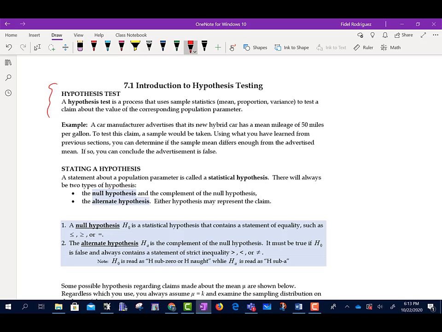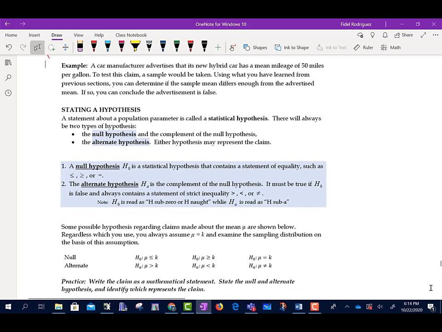For an example, it says a car manufacturer advertises that its new hybrid car has a mean mileage of 50 miles per gallon. To test this claim, a sample would be taken, and using what we've learned from previous sections, we can determine if the sample mean differs enough from the advertised mean, and if so, we conclude that the advertisement is false. So, first thing we have here is stating a hypothesis.